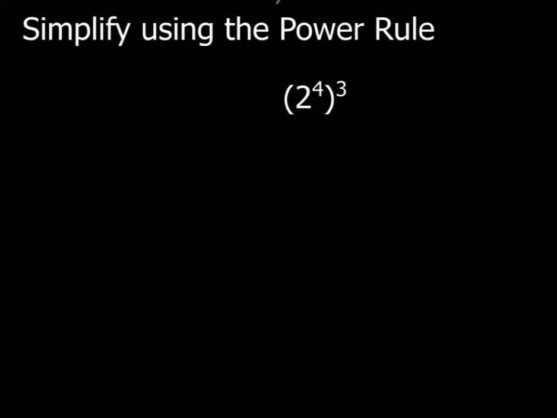Now if I take a look inside my parentheses here, I've got 2 to the 4th power. So what I'm going to do is write that. The 4th power means I'm going to have 2 written 4 times. So 2 times 2 times 2 times another 2. And I've got all of that raised to the 3rd power.